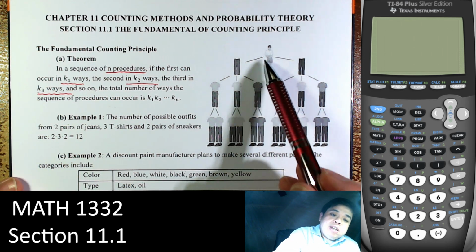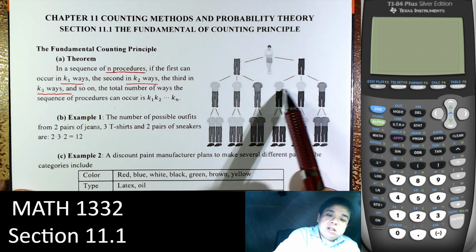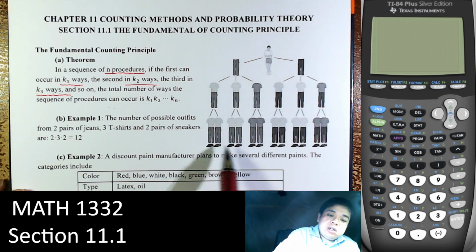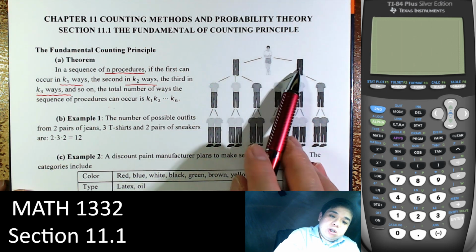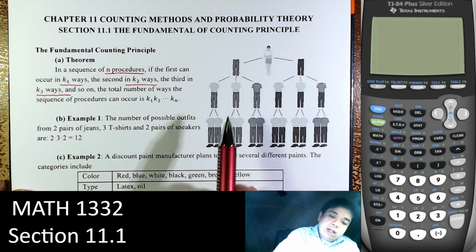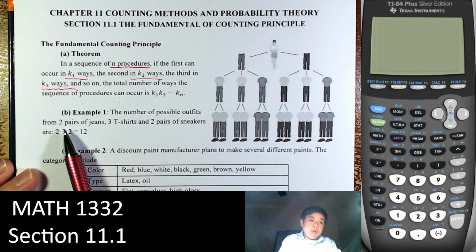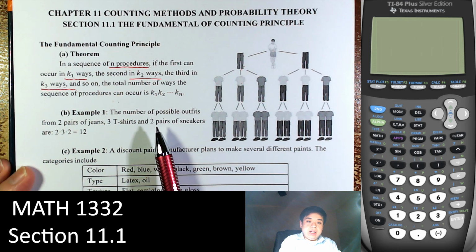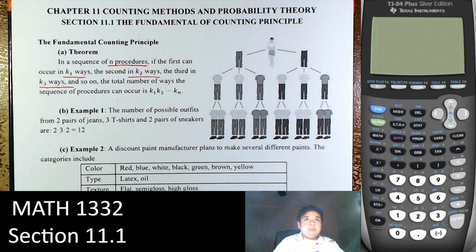For example, if this guy wants to choose an outfit, 2 different pants, 3 different shirts, and then 2 different pairs of shoes, he can have 2 pants, and for each one of them there are 3 shirts, and for each type of shirt there are 2 pairs of shoes. So together we have 2 pairs of jeans, 3 shirts, and 2 pairs of sneakers. All together there are 12 different ways of choosing an outfit. Easy, right? 2 times 3 times 2.